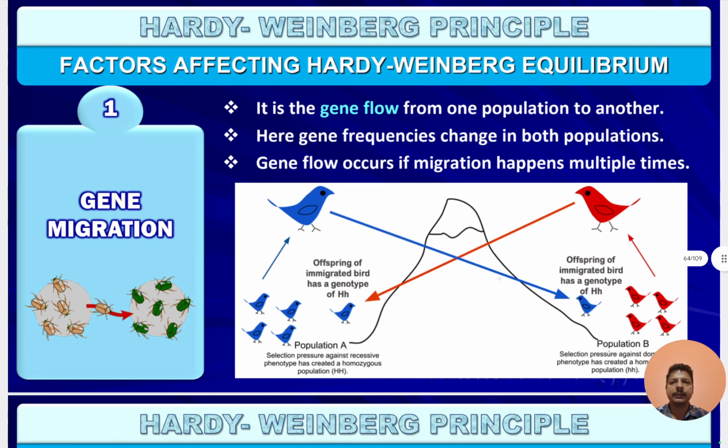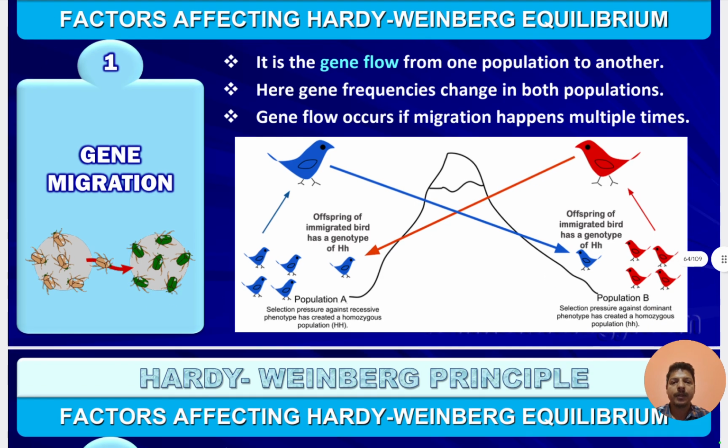First of all, gene migration. It is gene flow from one population to another. Here, gene frequency changes in both populations. Gene flow occurs if migration happens multiple times. Here you can see a diagram.